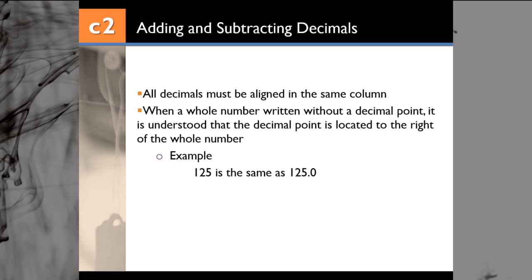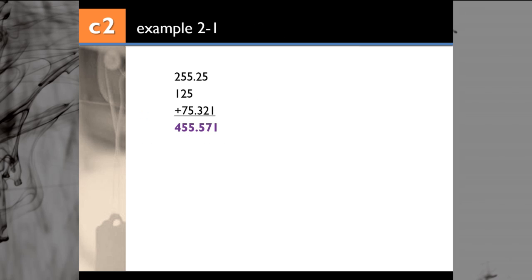So 125 is going to be the same as 125.0. You put the whole number 125 on the left of the decimal point, and you put the 0 on the right of the decimal point. And more examples coming. So example 2.1.